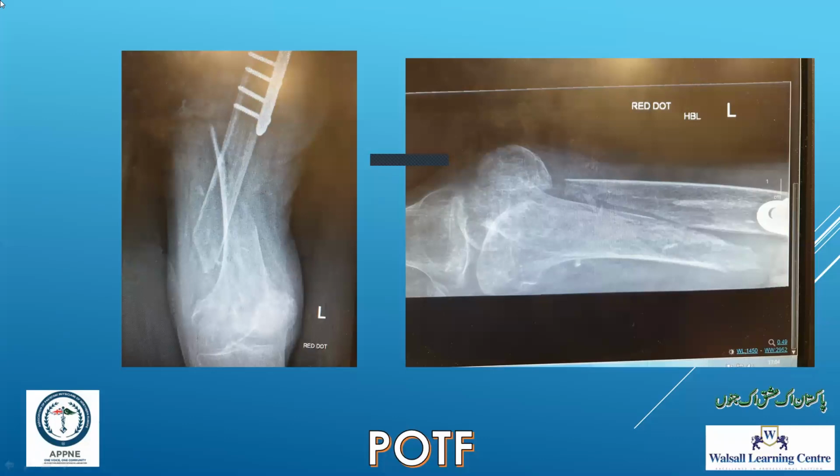Sir, first of all, I would like to have the baseline investigations, which are CBC, renal function and liver functions, to assess the overall well-being of the patient. This is a very old patient, but everything is okay. So what now? Sir, the next thing would be that I would like to see.